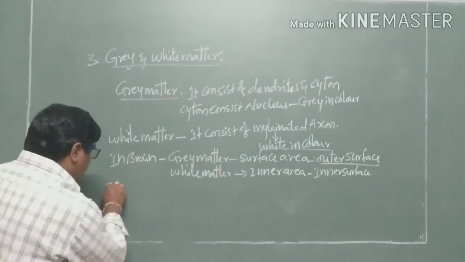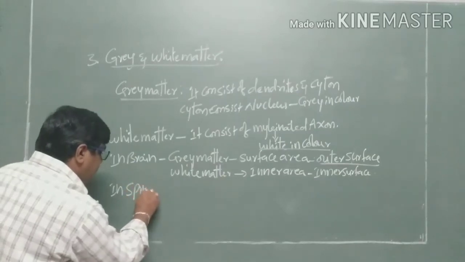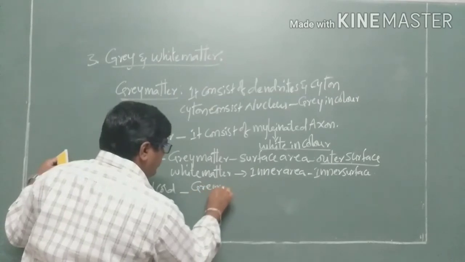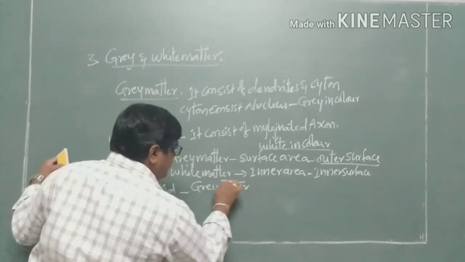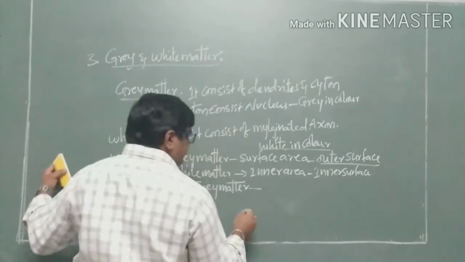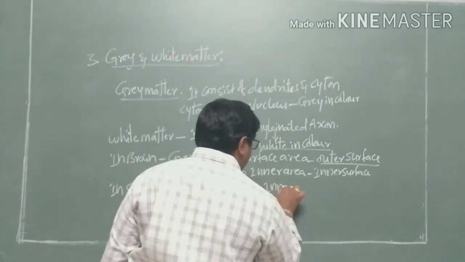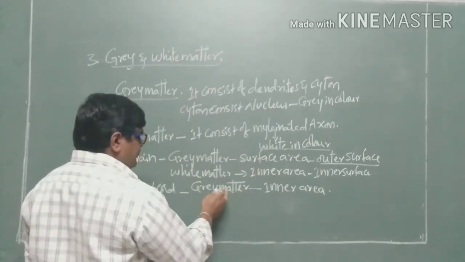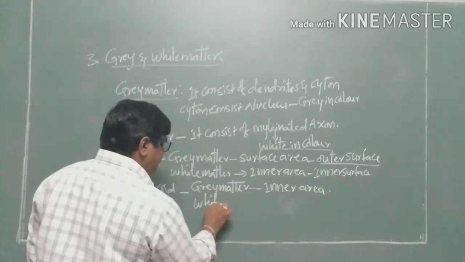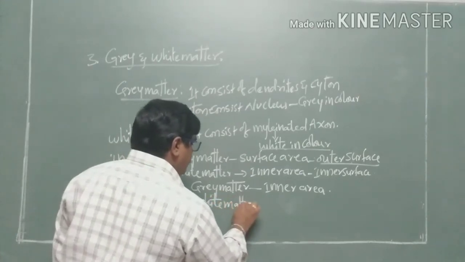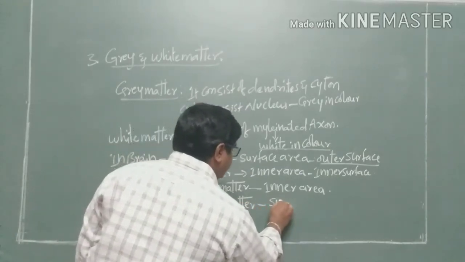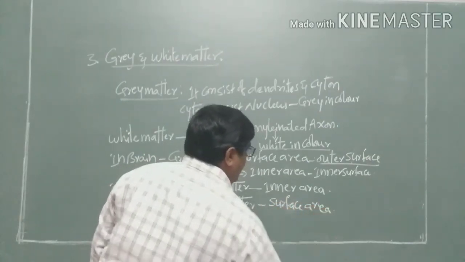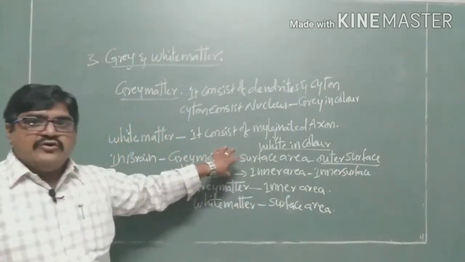But in the spinal cord, the gray matter is not on the outer surface. Here the gray matter occupies the inner surface area, and the white matter occupies the surface area or outer surface. So here these are opposite in direction.